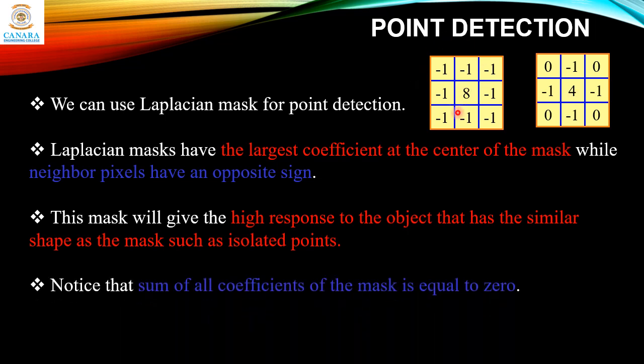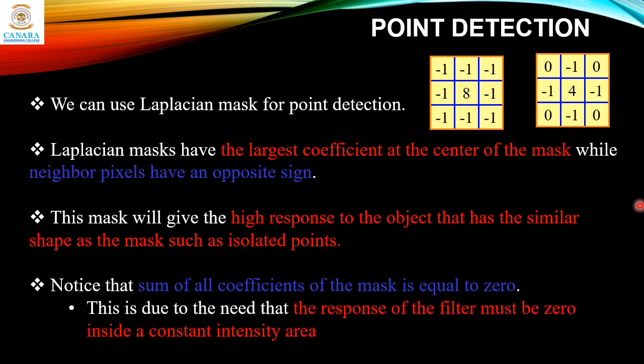As I mentioned, the sum of all coefficients of the mask is equal to 0. This is done so that the response of the filter must be 0 inside a constant intensity area. In this slide itself, you want to highlight the difference, like these edges between this orangish region and the black background. So this line should be highlighted.